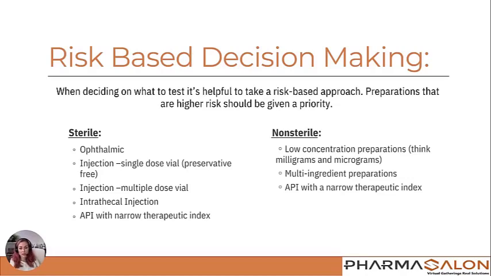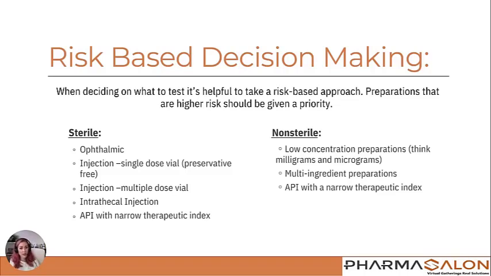When you're thinking about sterile versus non-sterile, your sterile has a higher risk, right? Now, when you go into sterile, the different dosage forms are going to have different risk. One might be more risky than the other. Compare an ophthalmic with an intrathecal injection. Which one is more risky?